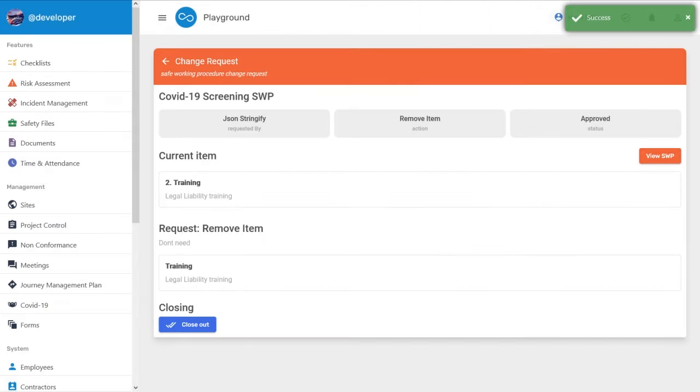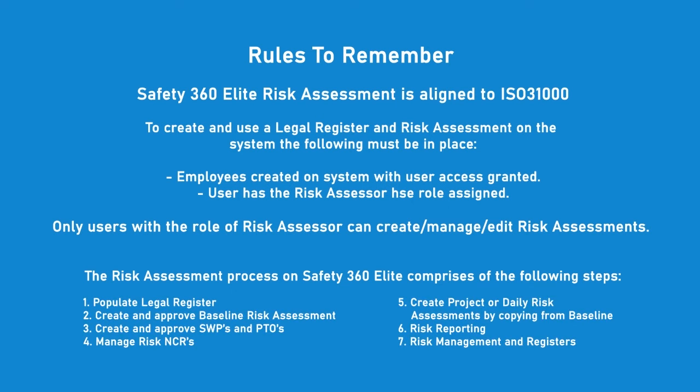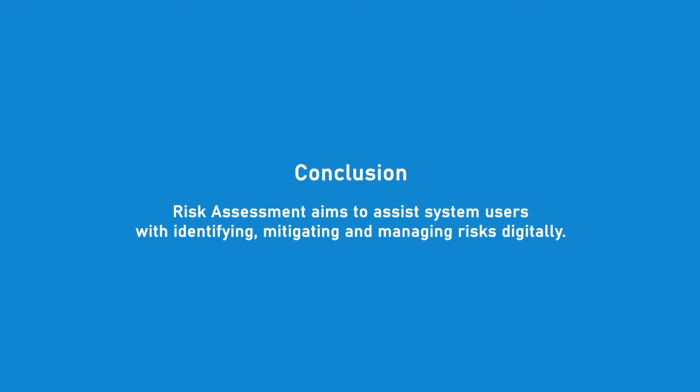Here are some rules to remember. Safety 360 Elite Risk Assessment is aligned to ISO 31000. Only users with the role of risk assessor can create, manage, or edit risk assessments. Risk assessment aims to assist system users with identifying, mitigating, and managing risks digitally.